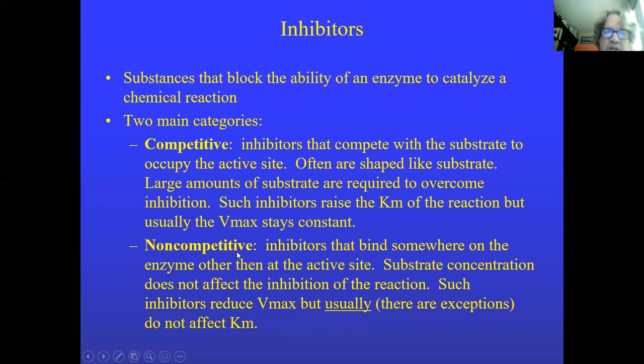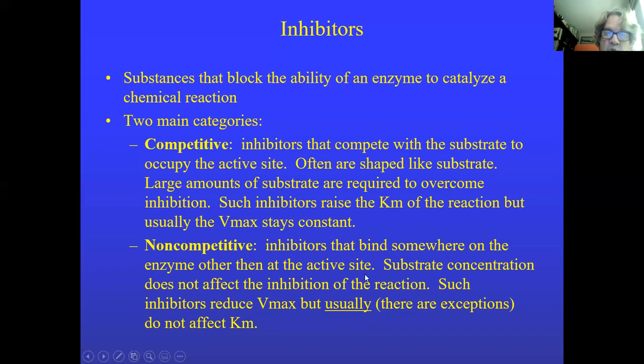For a non-competitive inhibitor, remember, that's an inhibitor that binds somewhere on the enzyme other than the active site, right? And changes the shape of the enzyme so it no longer can function, right? So the active site no longer functions. So that means the inhibition of the reaction will not be affected by substrate concentration, right?